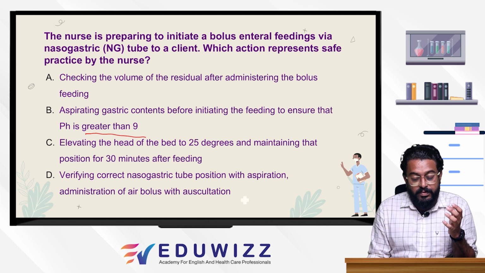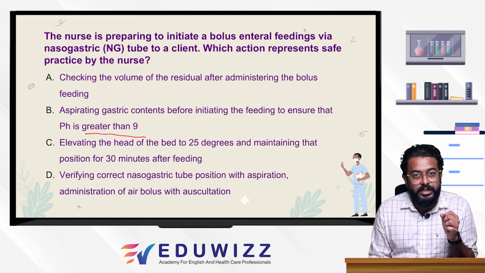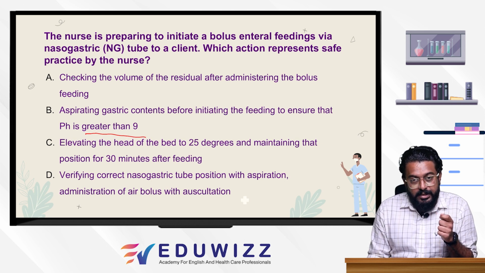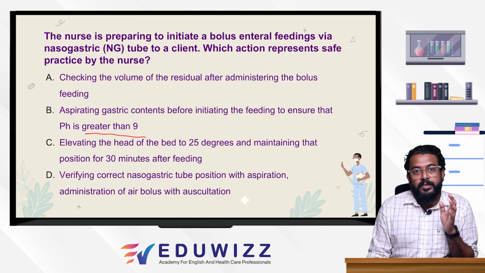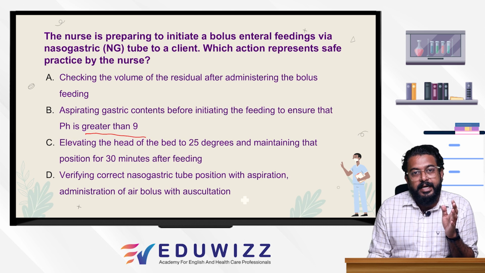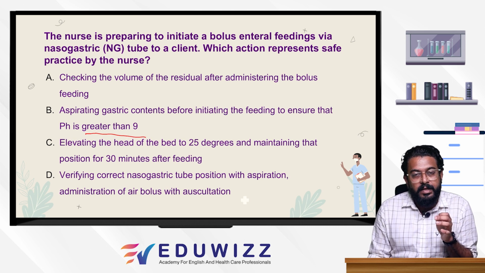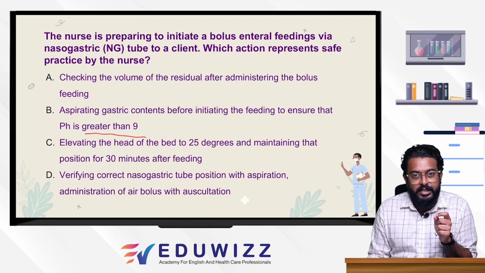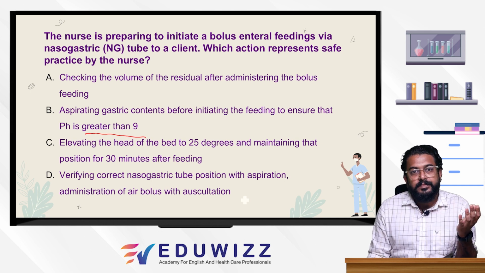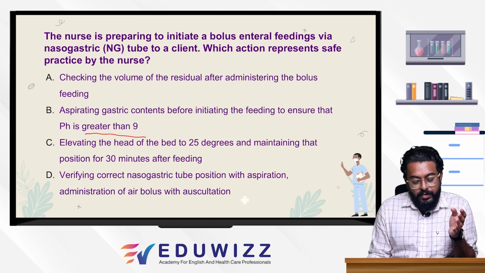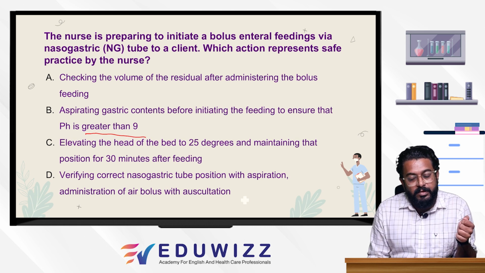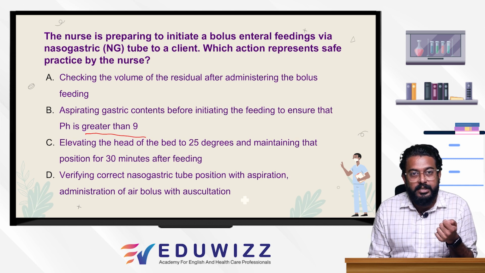Before giving the bolus, verify the correct NG tube position. And how should we ensure the correct position of the NG tube? With aspiration, administration of air bolus with auscultation. Initially, when the NG tube is inserted for the first time, the most proper method to identify the location is taking a chest X-ray. After that, before giving bolus feeding, you should again verify the correct position with aspiration, air bolus and auscultation.